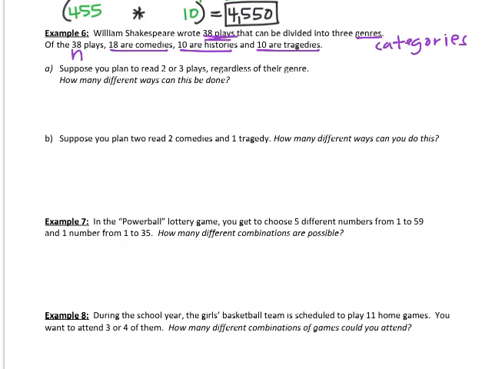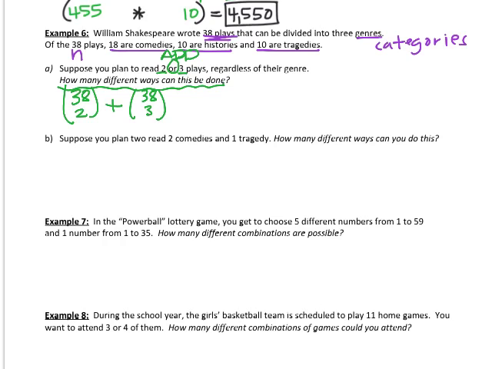So in part A of this example, it says, suppose that you plan to read 2 or 3 plays, regardless of their genre. The word or here, remember, is going to mean that we have to add the combinations. How many different ways can this be done? How many different ways can we come up with that you could read 2 or 3 plays? It doesn't matter what the genre is. So if we read 2 plays, that's 38 choose 2, plus if we read 3 plays, that's 38 choose 3.